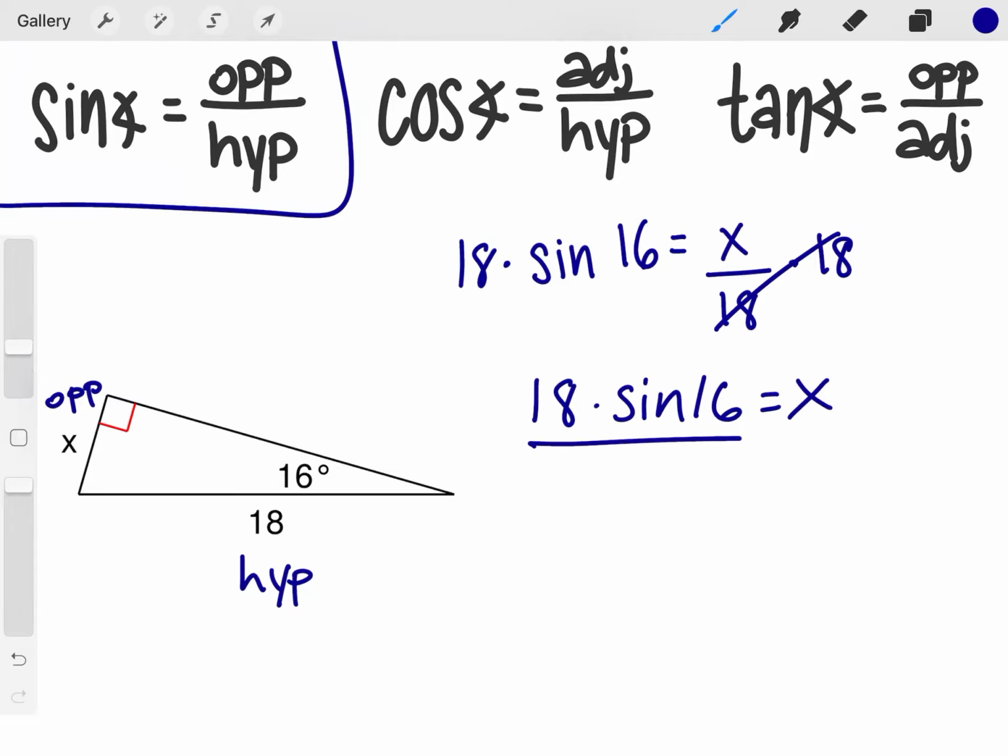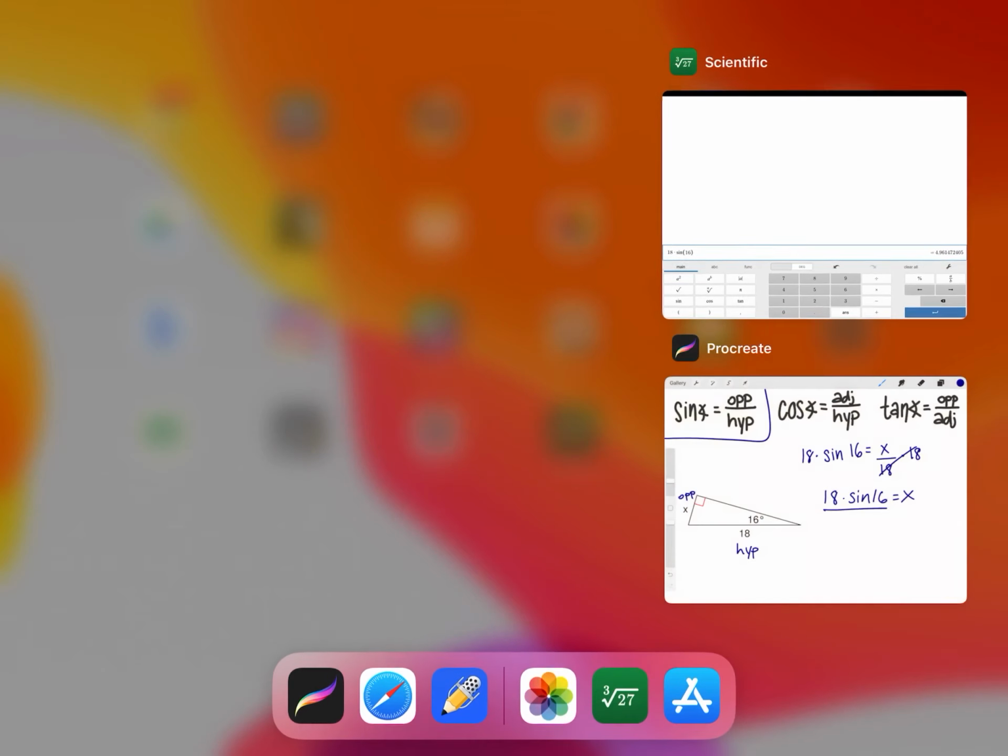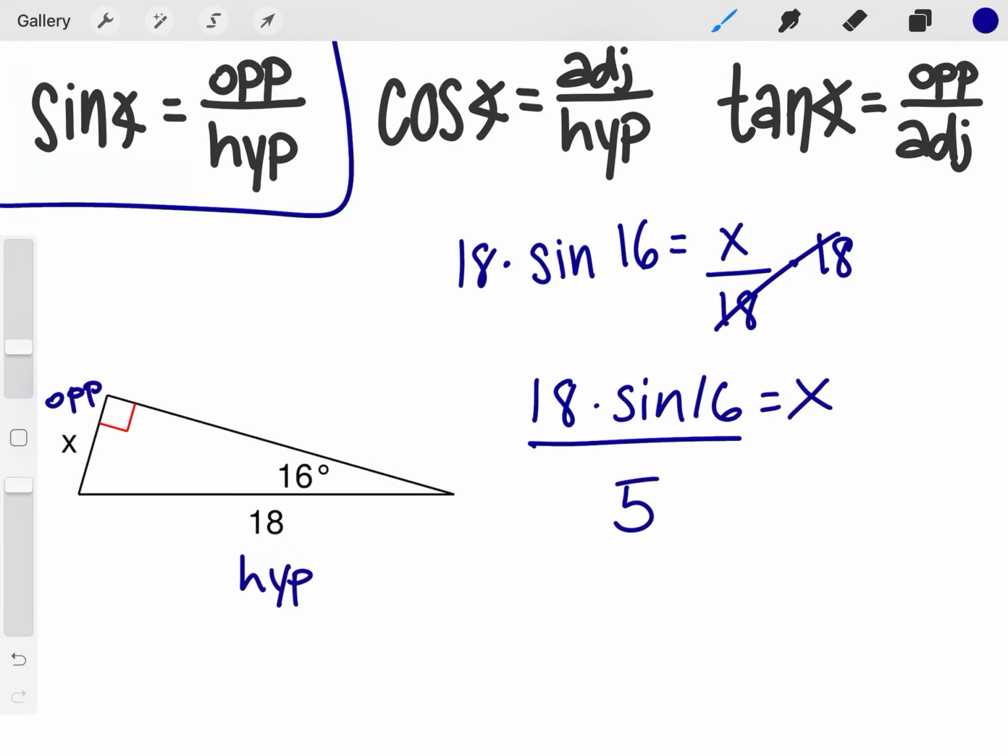So calculate that on Desmos for me and round to the nearest tenth. Now, if you haven't been pressing clear all, that might be helpful because you'll get a totally different number otherwise. So 18 times the sine of 16. And you get 4.961. When you round that to the nearest tenth, what do you get? We actually get 5.0 because that 9 rounds up, and that makes the 4 become a 5. So it becomes 5.0 is our value for x.